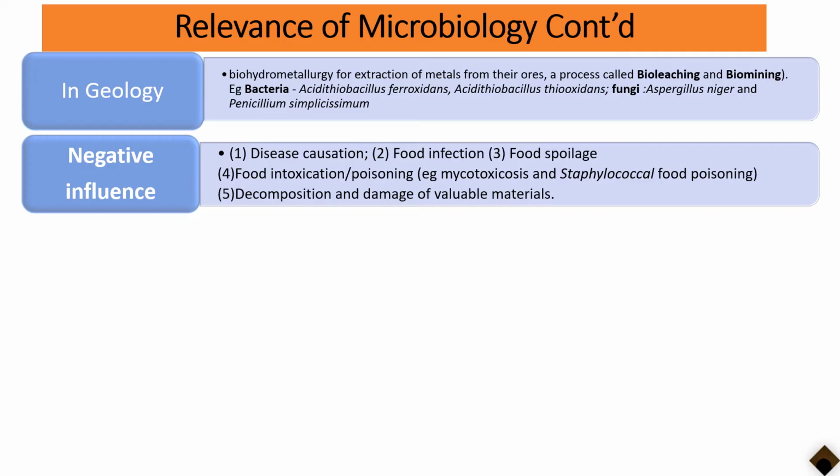In addition to food spoilage, some microorganisms also cause food intoxication. They produce certain poisons in foods. They produce toxic substances which are capable of causing diseases. For example, mycotoxins produced by fungi which cause mycotoxicosis, and staphylococcal food poisoning, and so on.